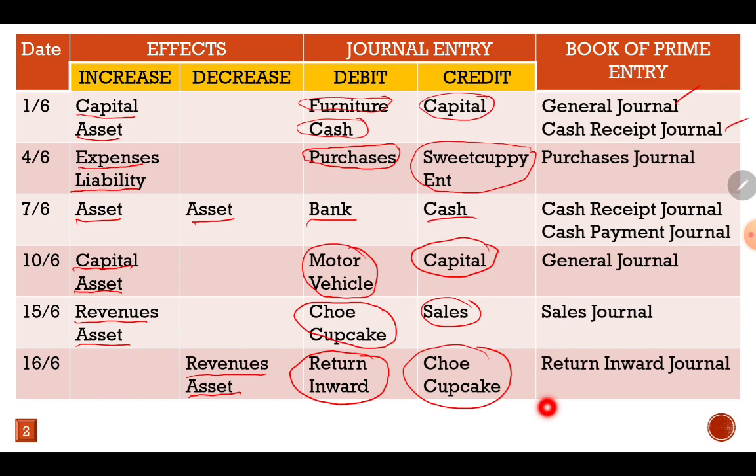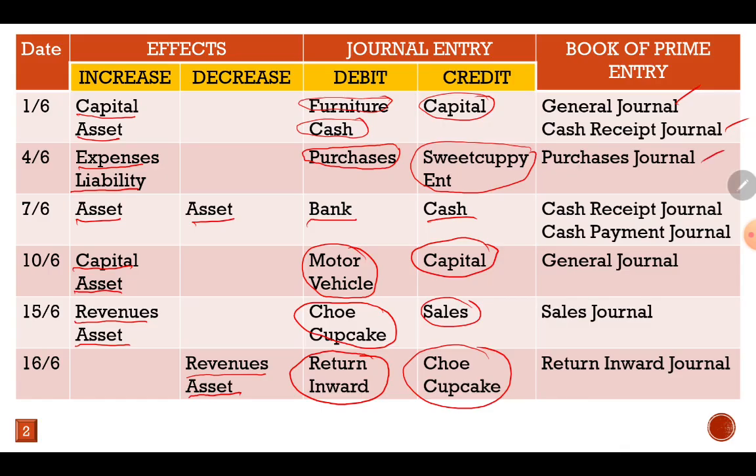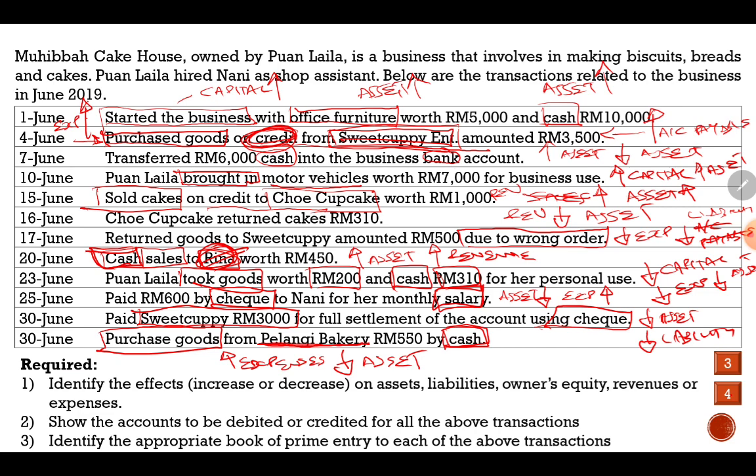Okay. Apa-apa transaction berkaitan dengan cash, dia akan masuk dalam sama ada cash receipt journal ataupun cash payment journal. Okay. The second one. Purchase goods on credit. Okay, bila purchases on credit, kita akan record dalam purchases journal. Any credit, this one for credit purchases.